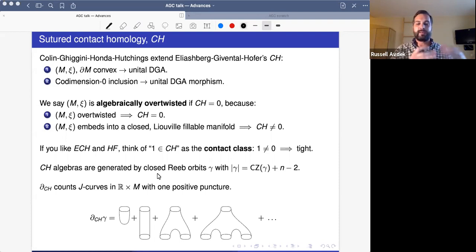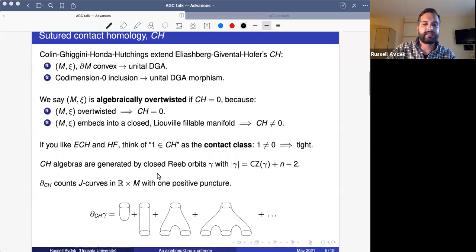And when we have a codimension 0 inclusion of one contact manifold into another, this gives us a unital DGA morphism. That means that any unital algebra can map to the 0 algebra, but the 0 algebra can only map to the 0 algebra. So it has this kind of nice functorial property.